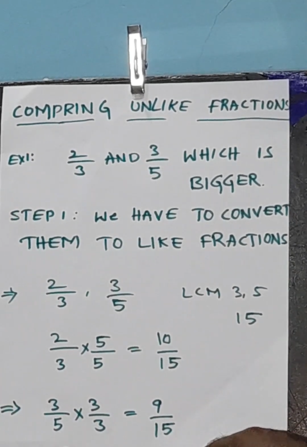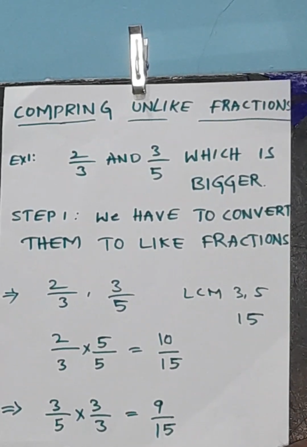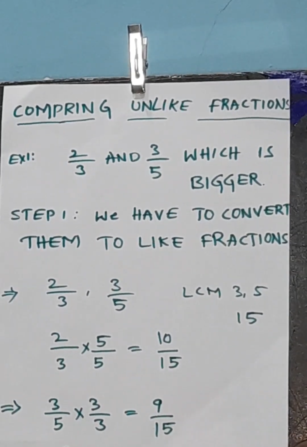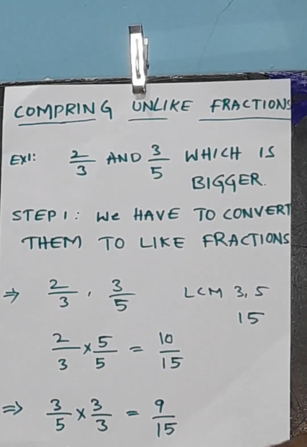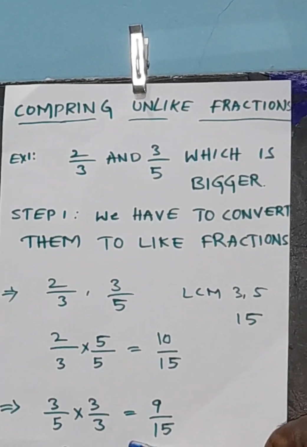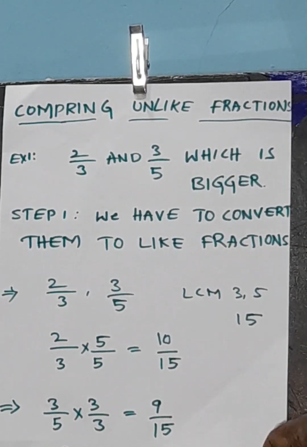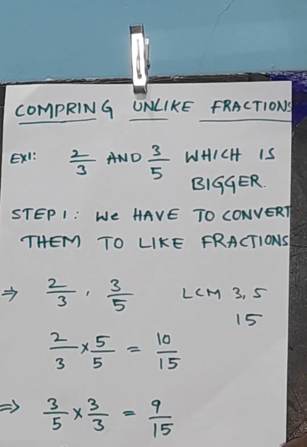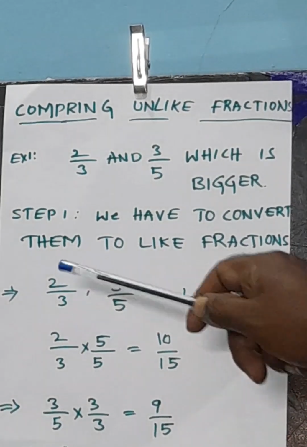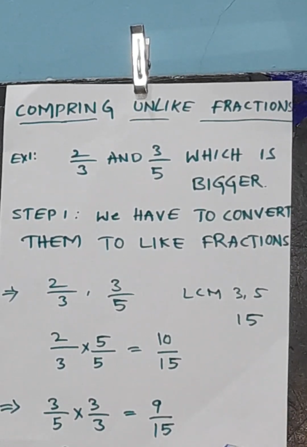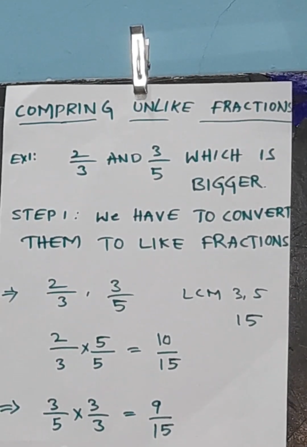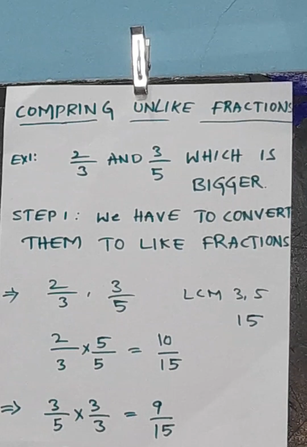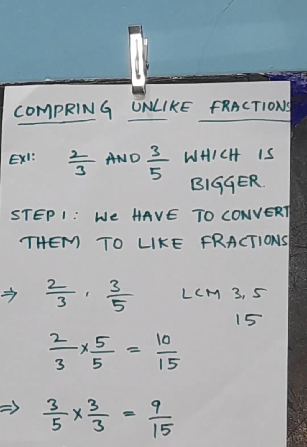So I am writing here, 9 by 15 is less than 10 by 15. Observe that these denominators are equal. Simply we can say the highest value in the numerator is the bigger one. So 10 by 15 is the bigger one. 10 by 15 means 2 by 3. So the answer is 2 by 3 is bigger than 3 by 5.